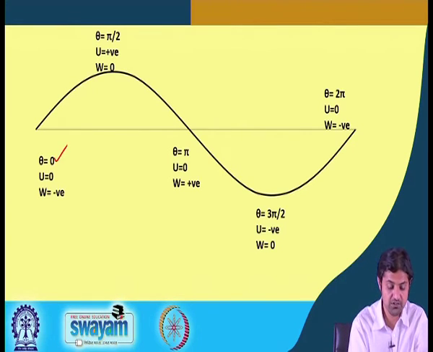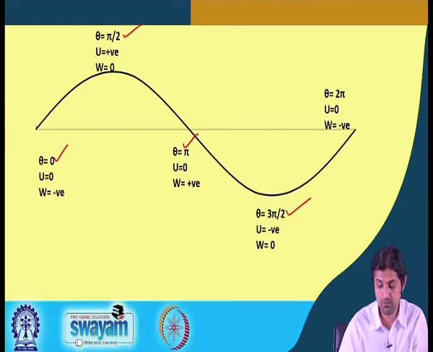So, this is just a summary of those results obtained from this equation. More importantly, this is theta is equal to 0 starting from here. This is theta is equal to pi by 2, this is theta is equal to pi, this is theta is equal to 3 pi by 2 and this is theta is equal to 2 pi. So, phase is changing by pi by 2 from this point to this point to this point to this point and to this point finally.